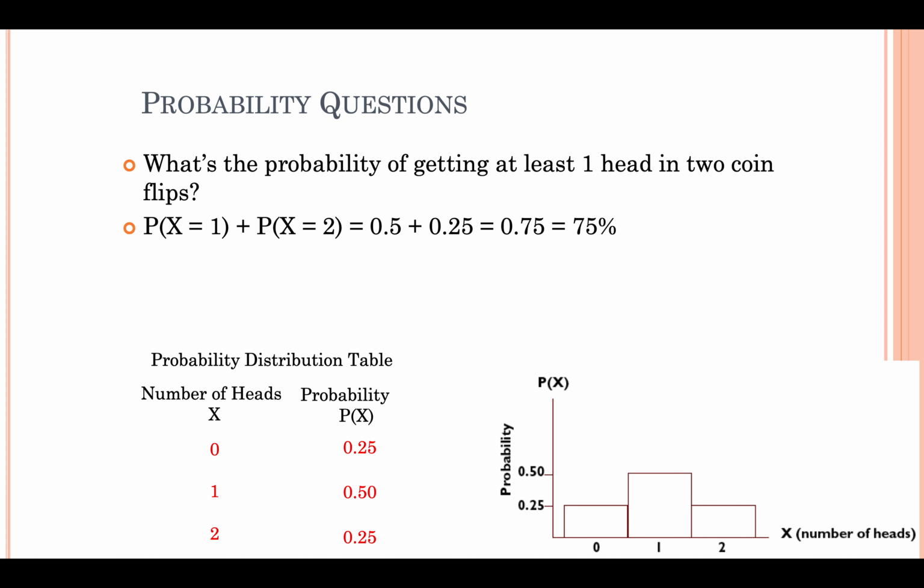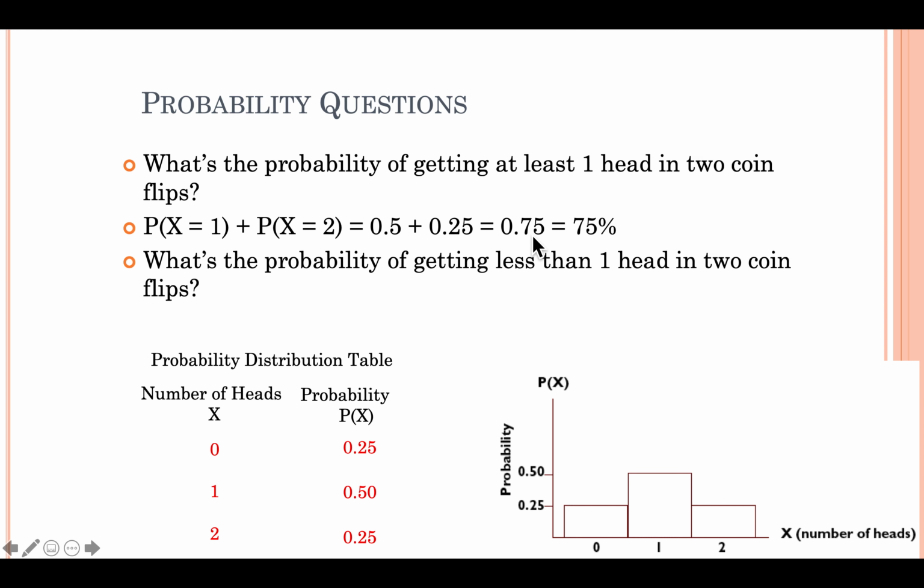Okay, so whenever you have a question involving the words at least or at most, or less than or more than, it's going to probably involve the sum of multiple probabilities because it refers to multiple values of x. So the probability of at least 1 refers to p of x equal 1 and p of x equal 2, and that requires you to sum up those two probabilities.